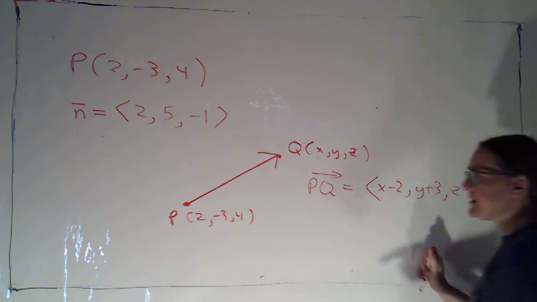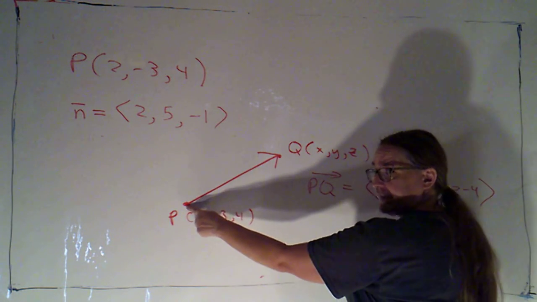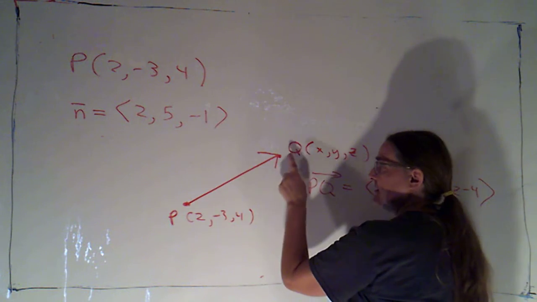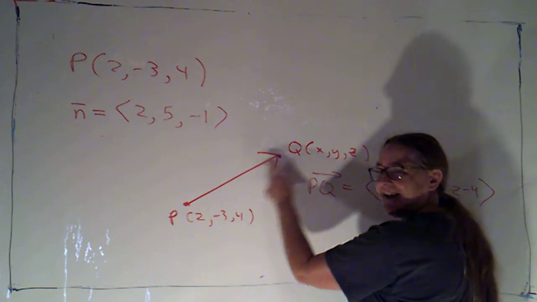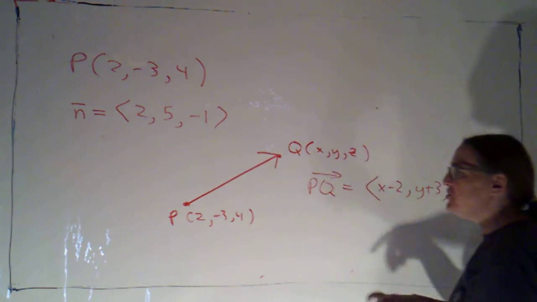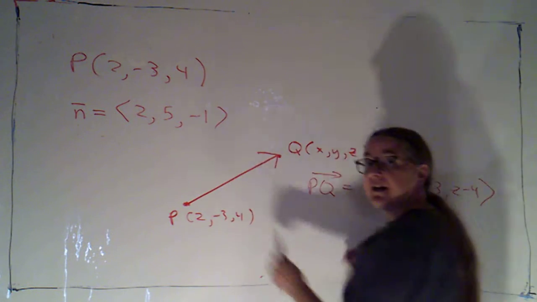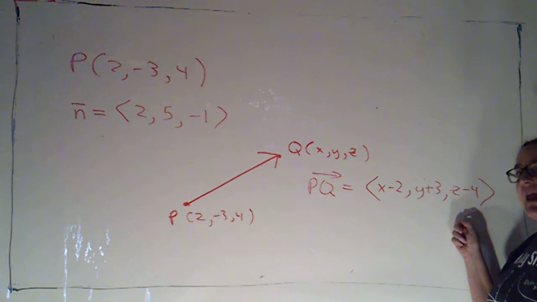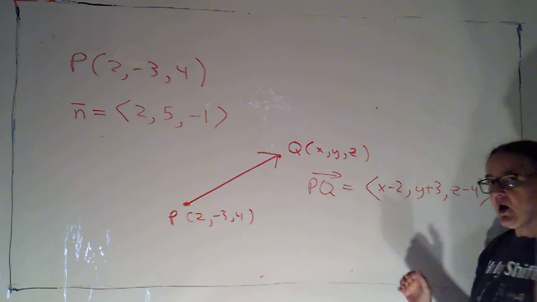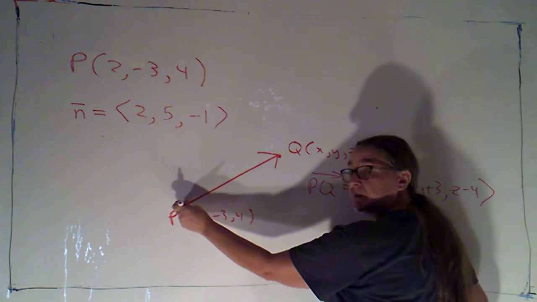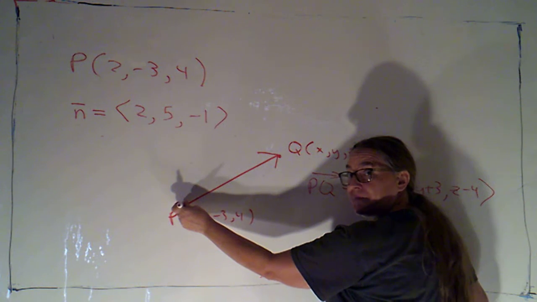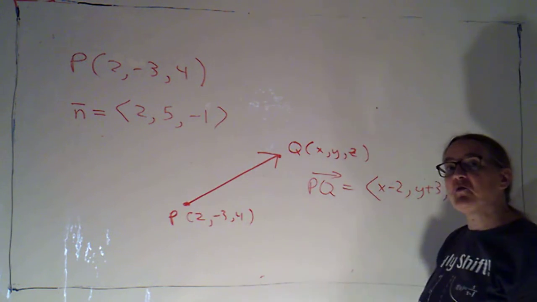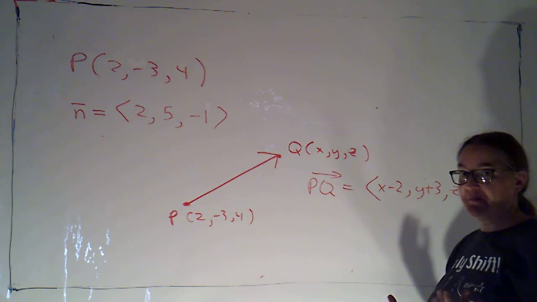Well, what I know is I just drew it with its tail on the plane and its tip on the plane. It's a vector that's connecting 2 points on the plane. It is parallel to the plane. But if it's parallel to the plane, what's its relationship to the plane's normal? The relationship to the plane's normal is that it's orthogonal.